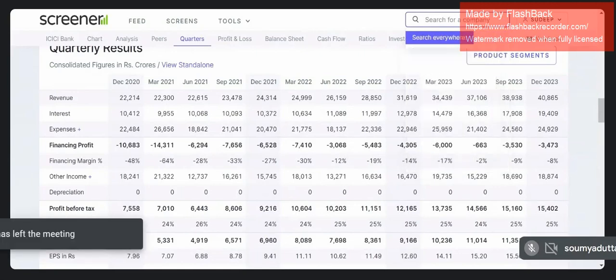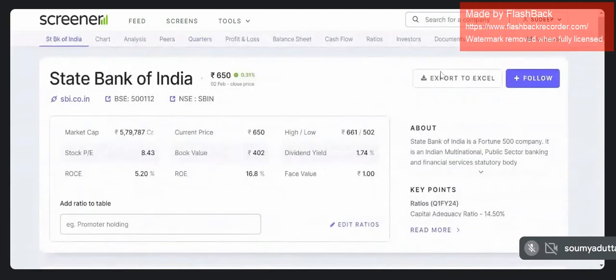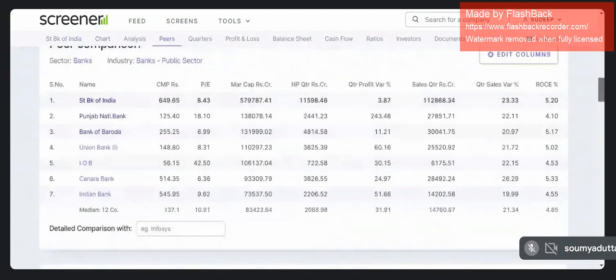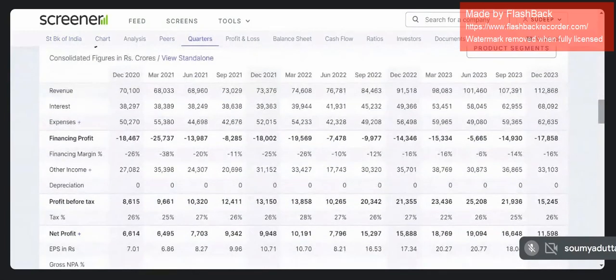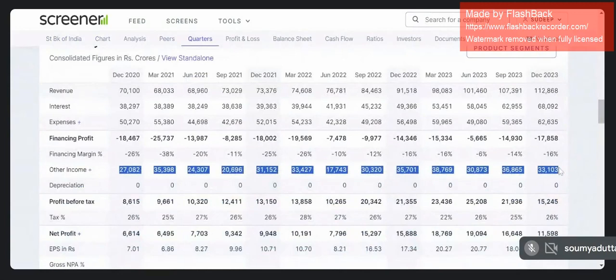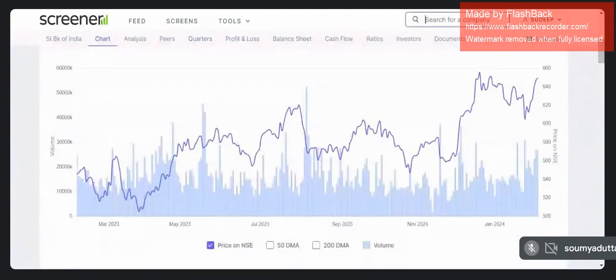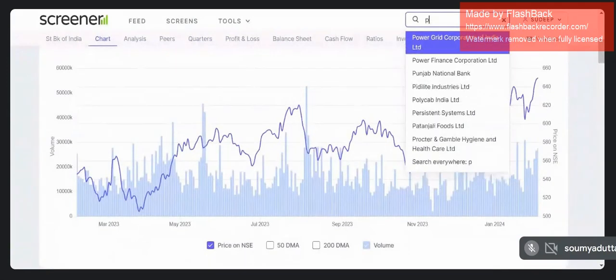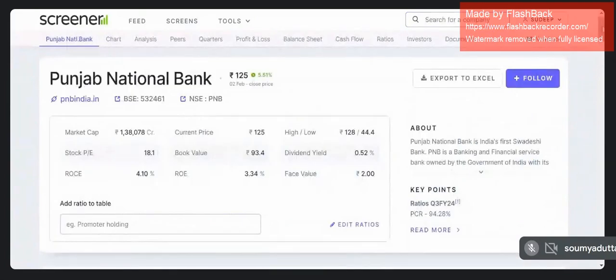Tell me one government bank. SBI. Bank of Baroda. And SBI has also started doing insurance. Yeah, SBI is completely other income. This is an other-income bank only. Bank of India. Tell me one bank which does not. PNB, I'm not sure. Punjab National Bank. Let's see.